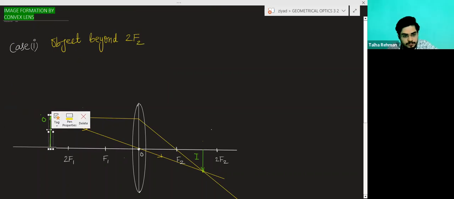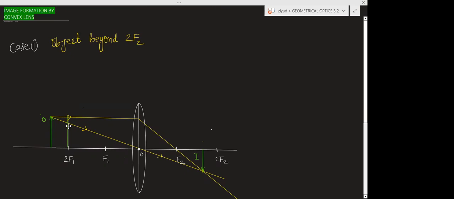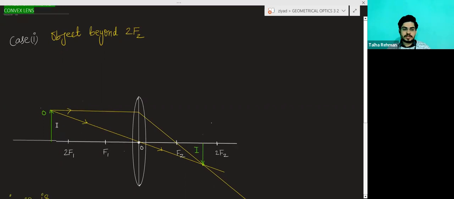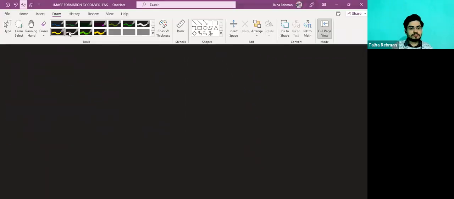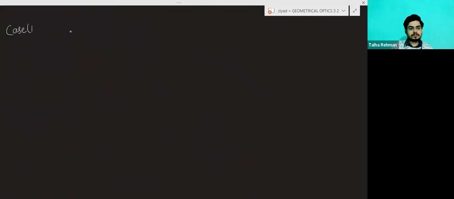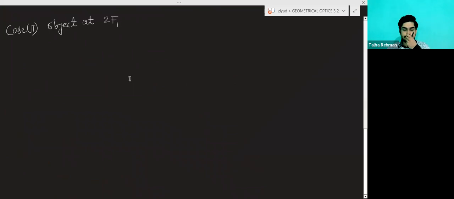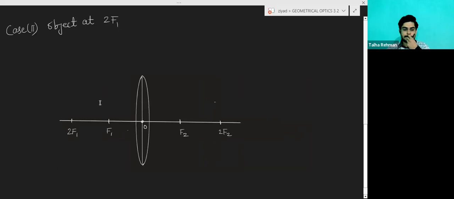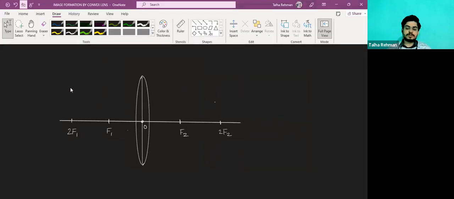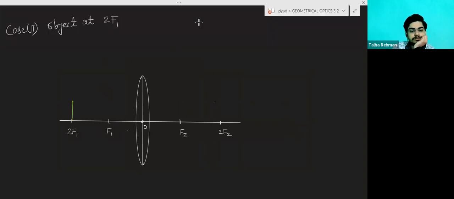Now we will place this object here at 2F1. We will place the object now at 2F1, case number two. So this is the object at 2F1.